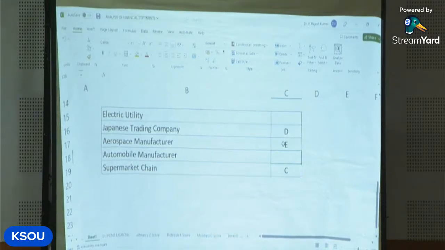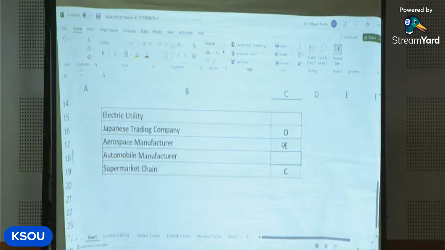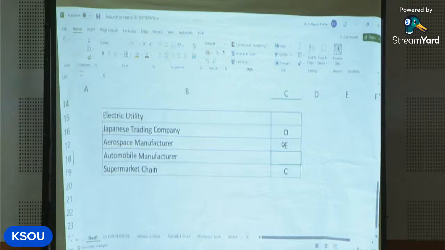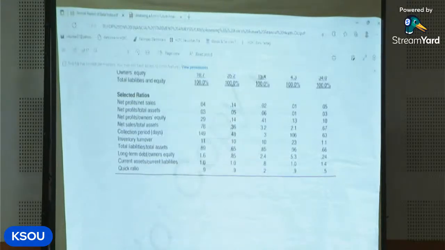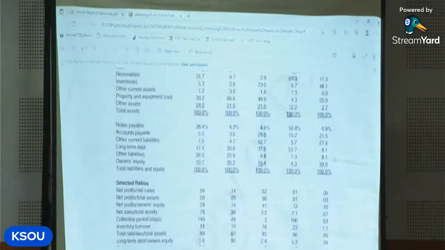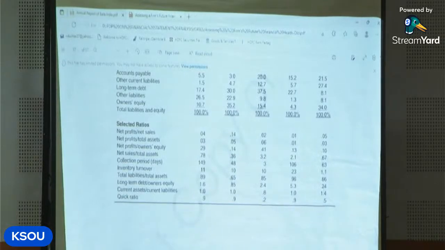Because both aerospace and automobile are assembly. It's not manufacturing. Assembly is different, manufacturing is different. Manufacturing calls for machinery, etc. In assembly, the requirement for investment is relatively less. Not that it will be completely less, relatively less. So what do we have here? Investment, just 25%. But the dominant feature is this.